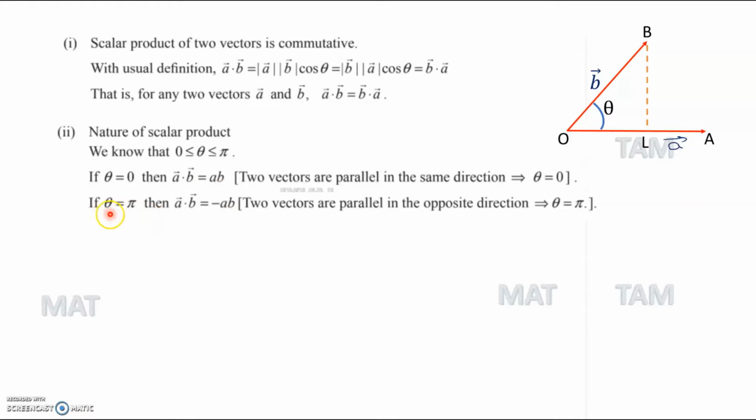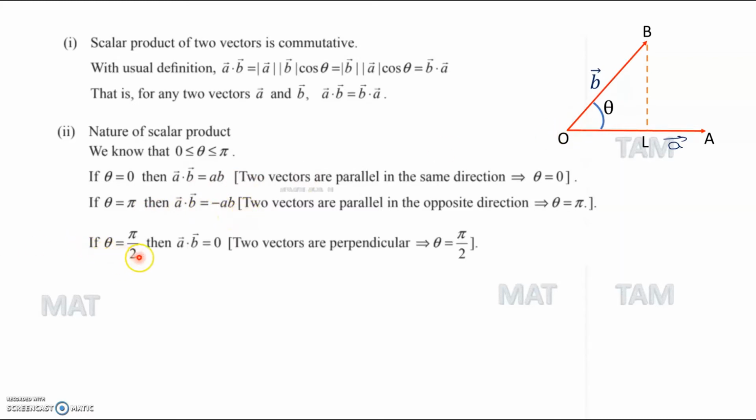The second scenario that we will consider is when theta is equal to pi. When theta was 0, A and B were literally coinciding with each other, and when theta is equal to pi, our vector B will be in this direction, which means they will be parallel but in opposite directions. Therefore, our cos theta will be a negative value. In other words, A dot product with B will become minus AB.